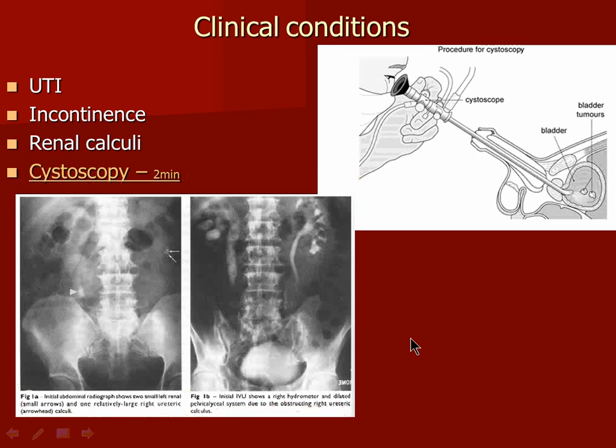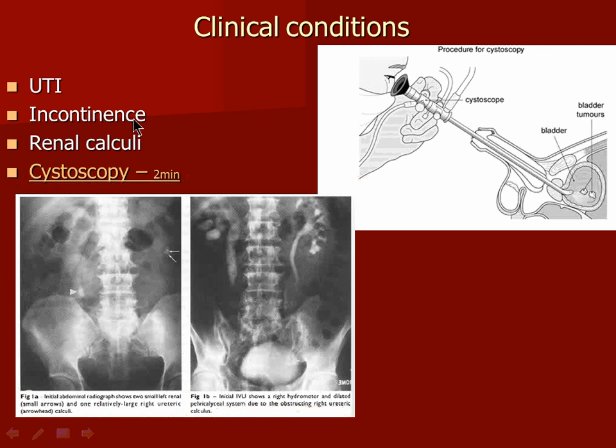Here are some clinical conditions which are of interest. Urinary tract infection, UTI, which I just said was more common in women because of the proximity of the urethra to the anal canal and the vagina.